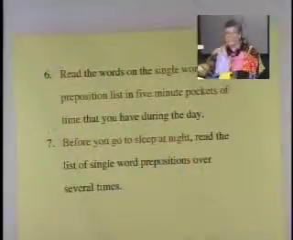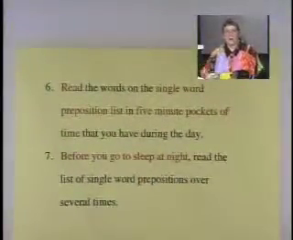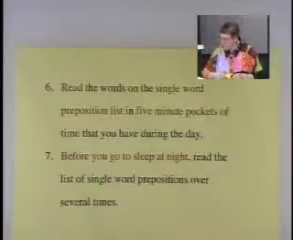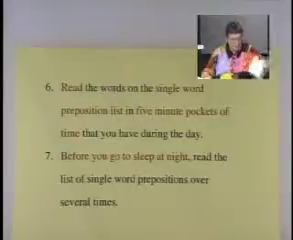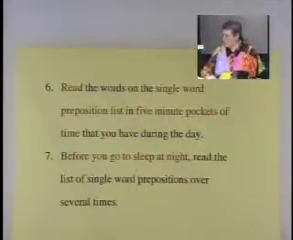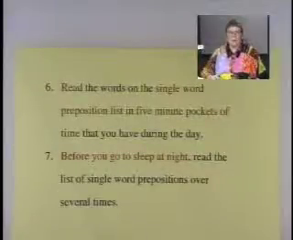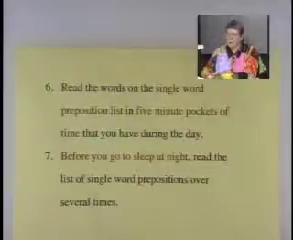You read the words on the single word preposition list in little 5-minute pockets of time that I think all of you have during the day. I still think of myself as one of the busiest people I know. I have an incredible number of 5-minute pockets of time during the day. But the important part, God bless you, is to read before you go to sleep at night the list of single word prepositions over. Even if you're yawning, read them over, turn out the light, go to sleep. This is where the actor's secret comes in, because what happens when you're learning lines is if you read them and go to sleep, you wake up in the morning and you know an awful lot of lines.